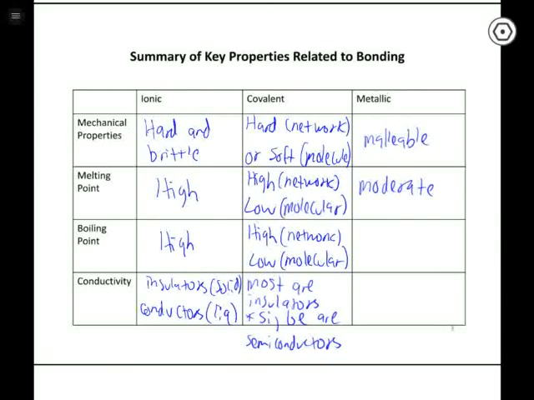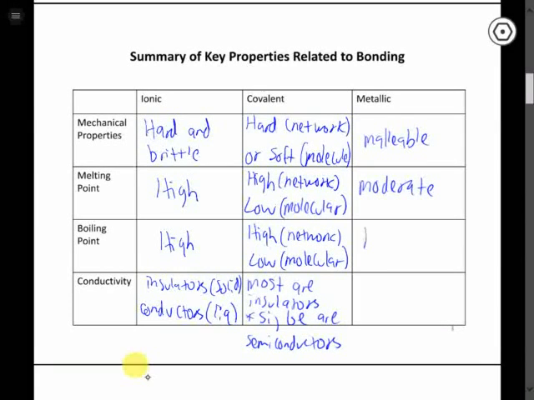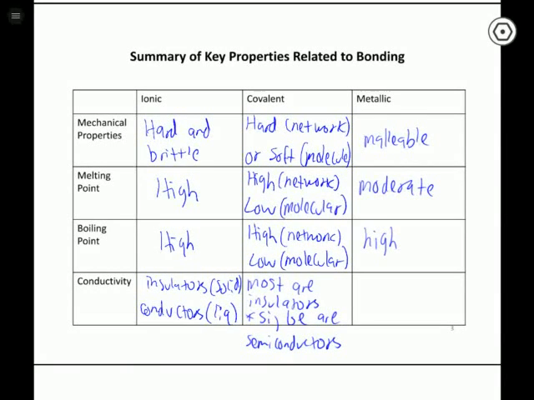And because of this, you can melt them typically at not too high of temperatures. Most metals are still solid at room temperature, but you don't usually have to go to very high temperatures to melt them in a lot of cases. But the boiling points tend to be high because in this case you have to break all of those attractions between the nuclei and the electrons.